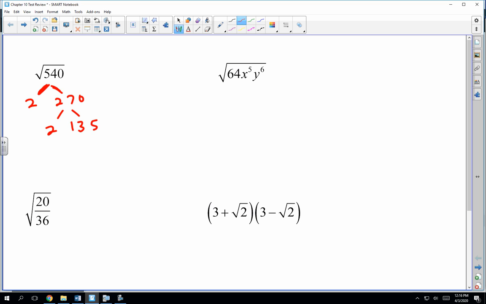We've got a 2. And then as we go down here on the 270, we have a 2 and a 135. So another 2 is the bottom of our root. We don't want to lose any factors. Keep track of them here.